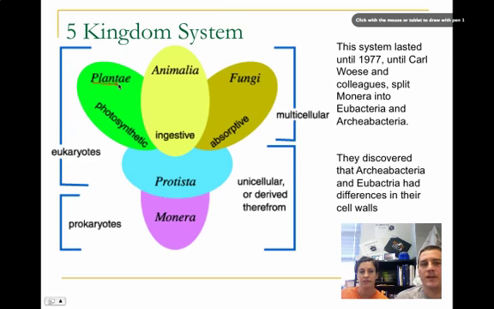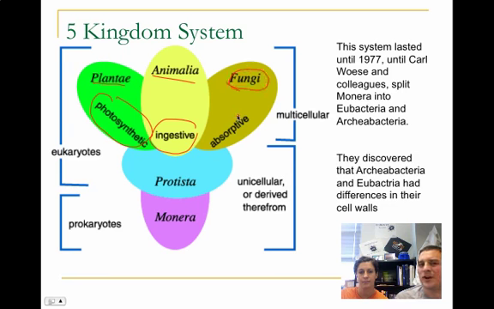And then they went back and they said all plants are photosynthetic. They said all animals ingest their food, which means eat it, and fungi, they don't necessarily eat their food. They're still heterotrophic, but they get their food by an absorptive means.